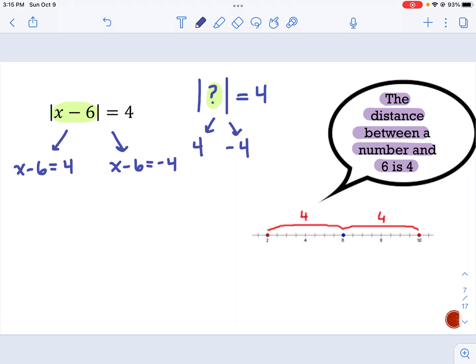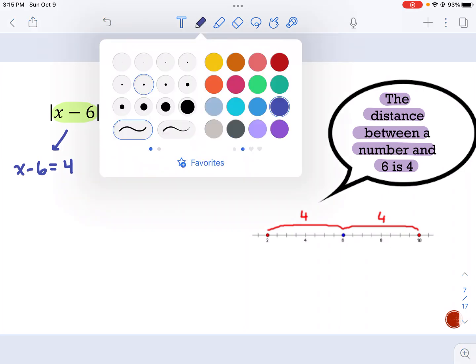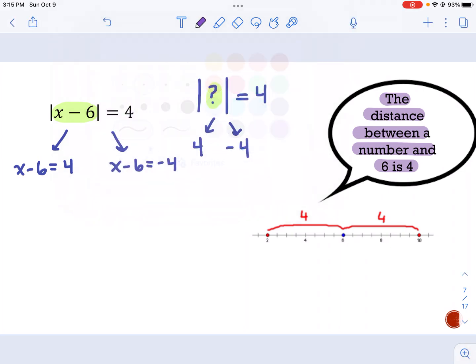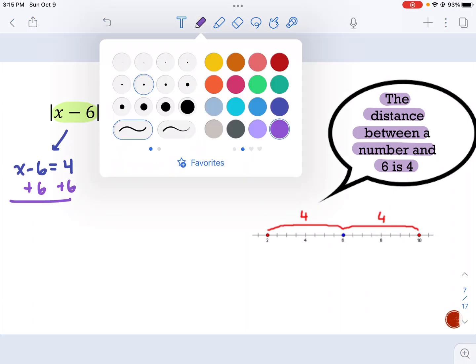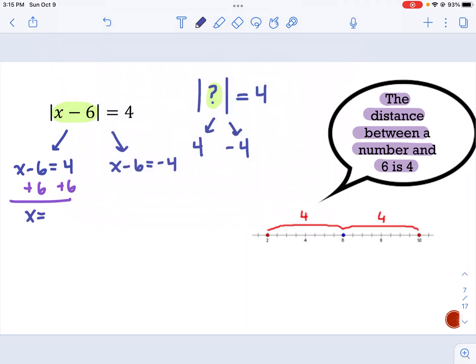So we're really just taking that expression inside the absolute value signs and saying, whatever that is, it has to be equal to 4 or it has to be equal to -4. Now we're set with 2 different equations, no big deal. We can start to solve each of them. We're going to start off with x minus 6 equals 4. We add 6 on both sides and we're left with x equals 10.